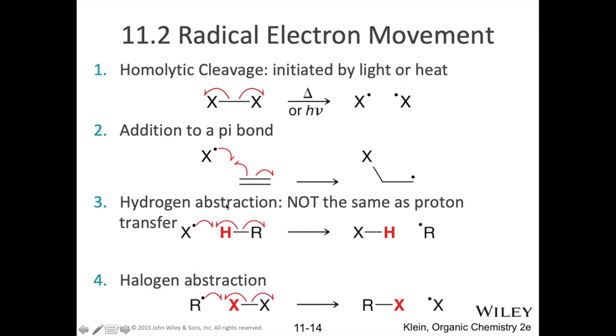Okay, so please note the difference between these two. The similarities and the differences. You can see the similarities in the arrow pushing. The difference, of course, is look at what your radical's picking up. Okay, the radical here is picking up a hydrogen. The radical here is picking up a halogen.